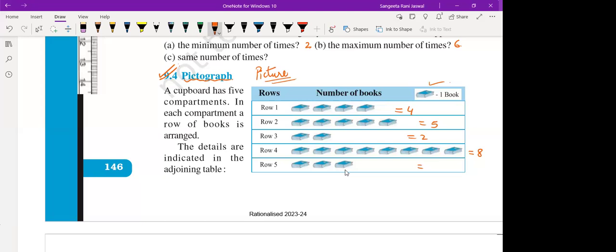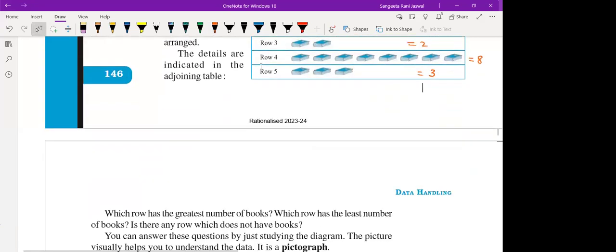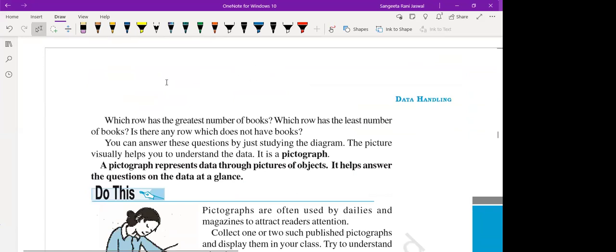Row 5 has 3 books. Okay, good. Now let's see what is written here. Which row has the greatest number of books? Which row has the least? Ma'am, fifth row, I guess.